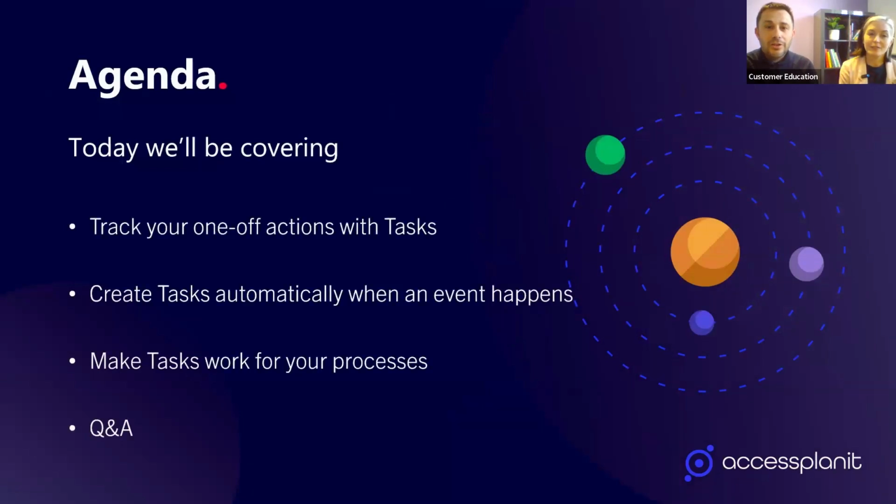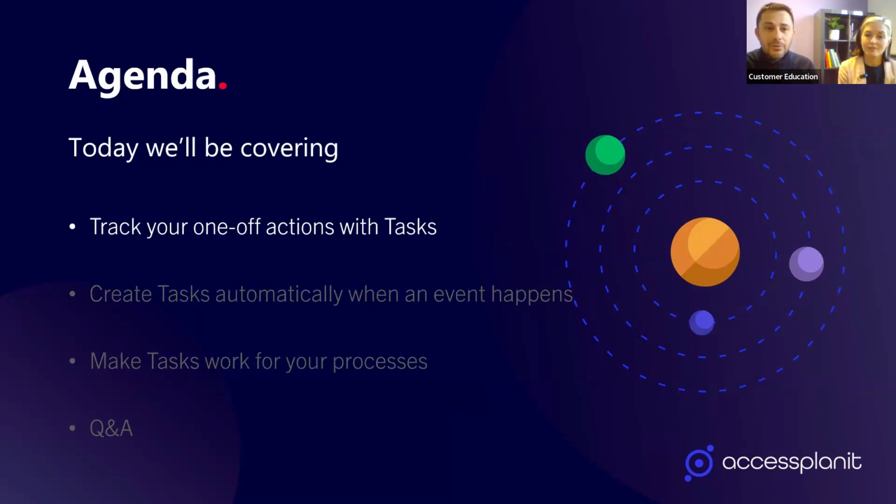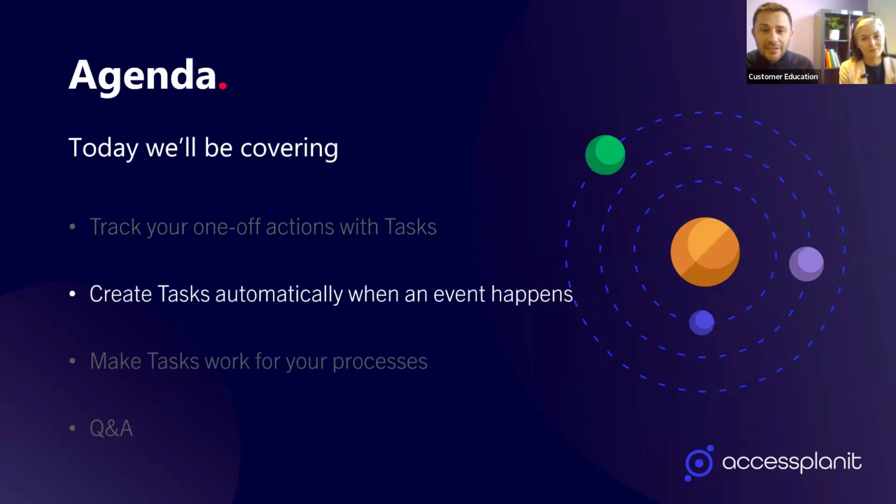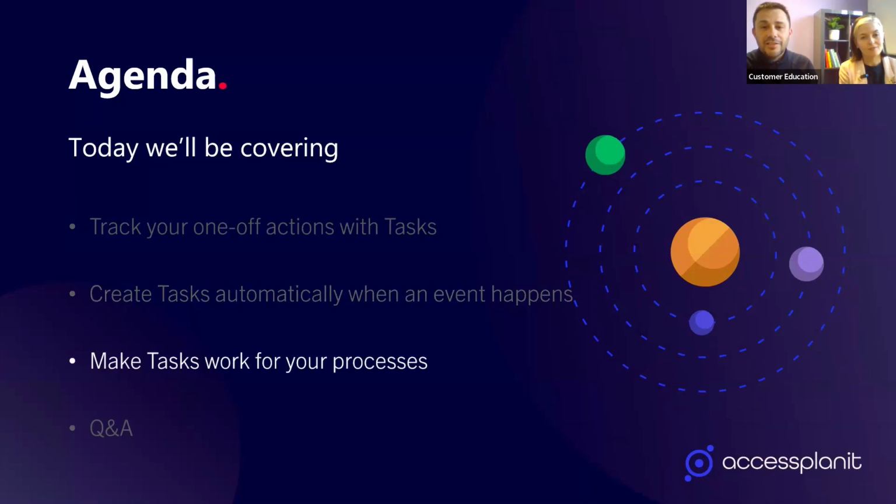So today we're going to look at 3 areas. How to use tasks to track your ad hoc actions, how to automatically have tasks generated in your platform when something happens, and how to configure the tasks functionality in your Access Planet platform to make it work best for you. And as usual, we'll wrap up at the end with some Q&A, so please submit any questions you have as we go, and we'll do our best to answer all of them.